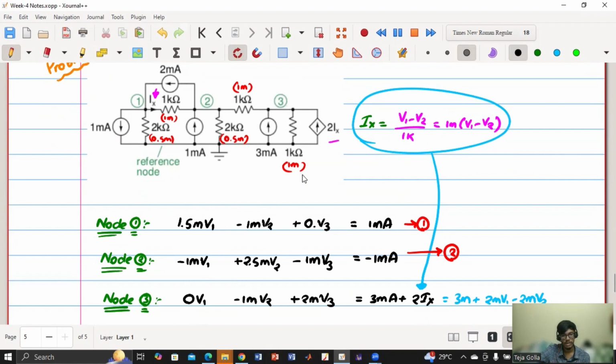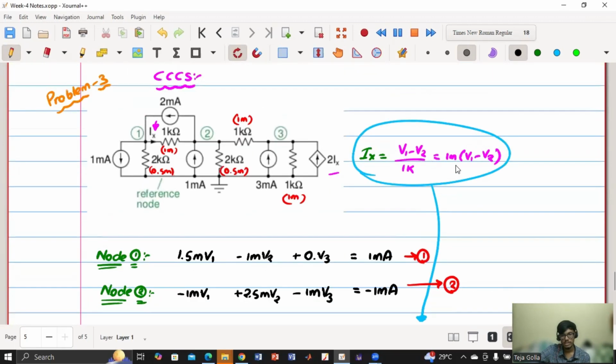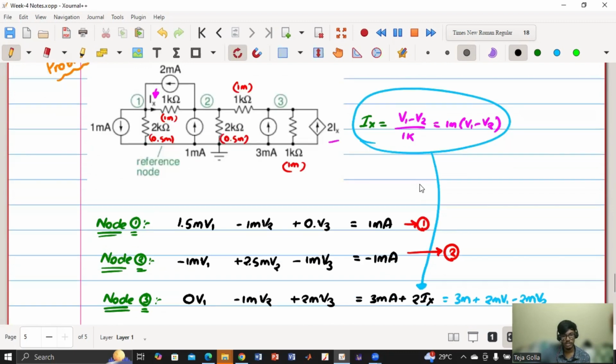At 3, we have 1 milli plus 1 milli, 2 milli. At node 1, current entering is 2 minus 1, which is 1. At node 2, current entering is 1 minus 2, which is minus 1. At node 3, current entering is 3 plus 2 ix. Now ix we know, which is 1 milli into V1 minus V2, because current is nothing but voltage difference by resistance, as current is flowing from V1 to V2. So V1 minus V2 by 1K.